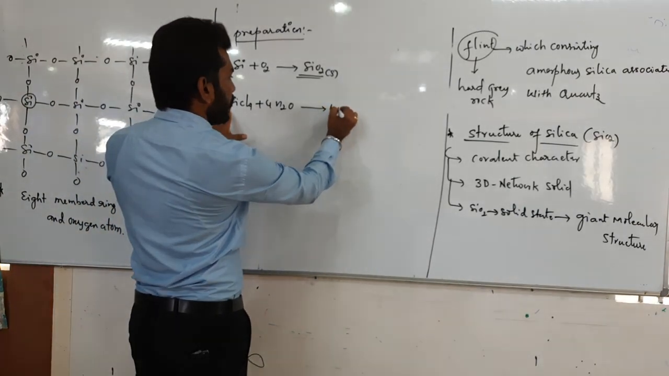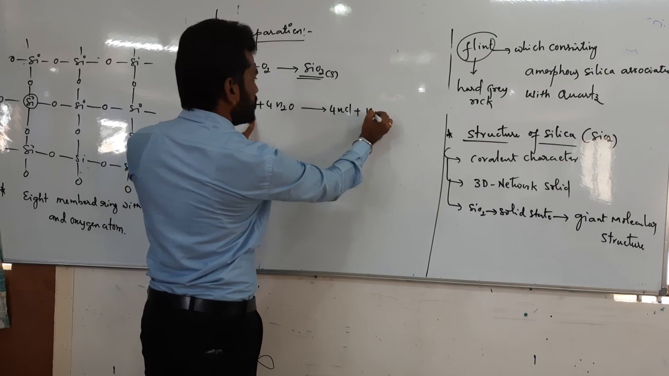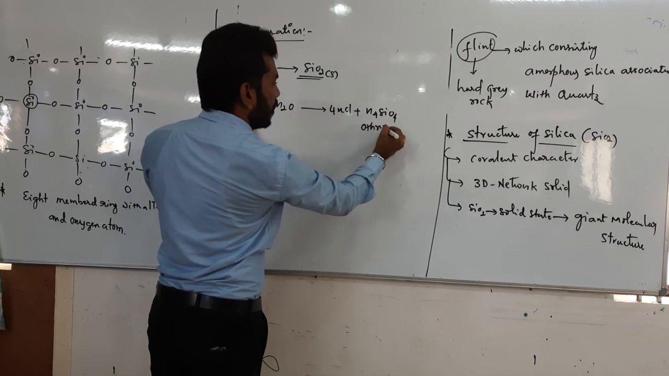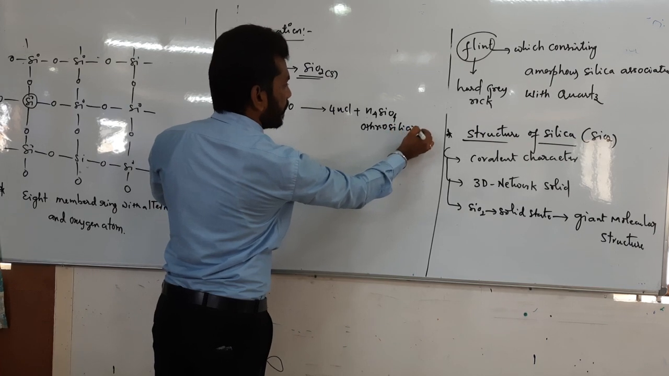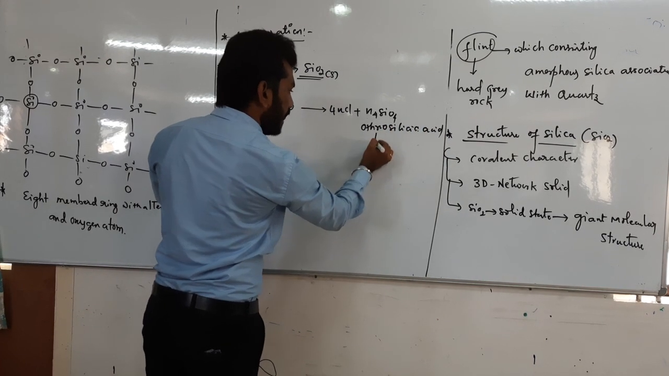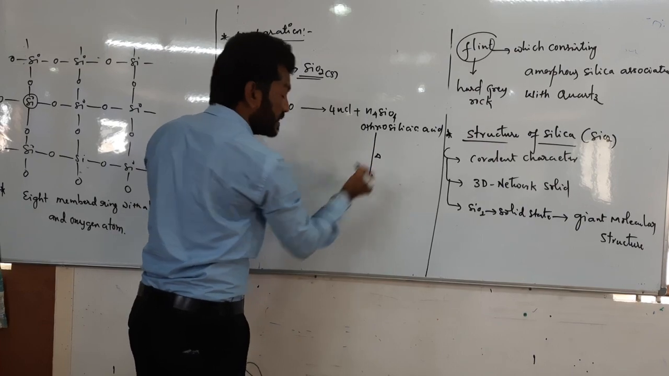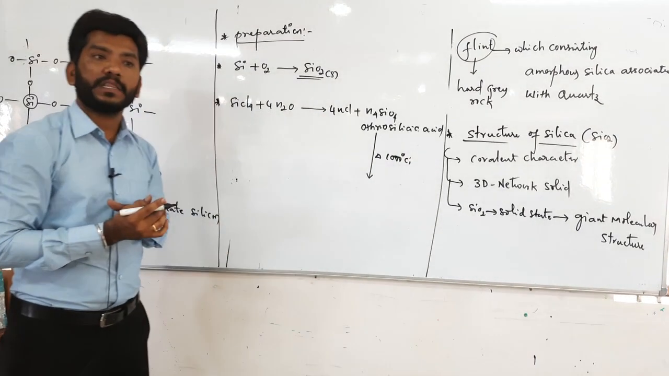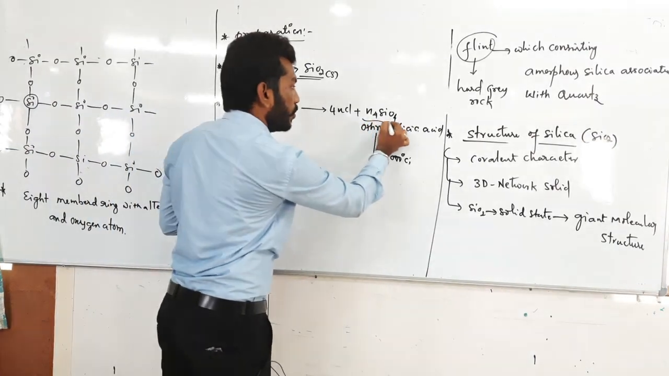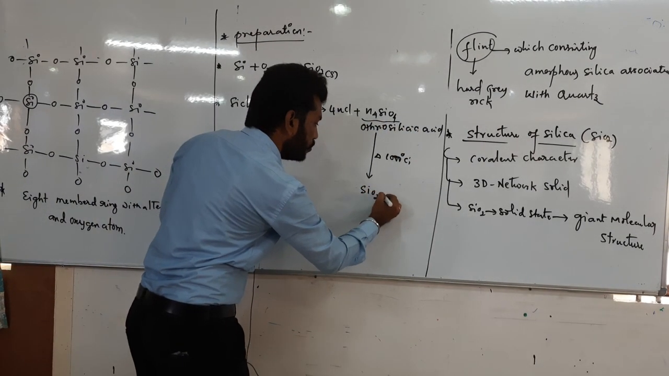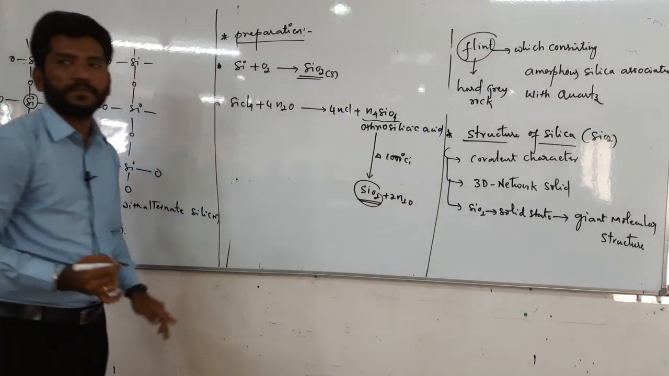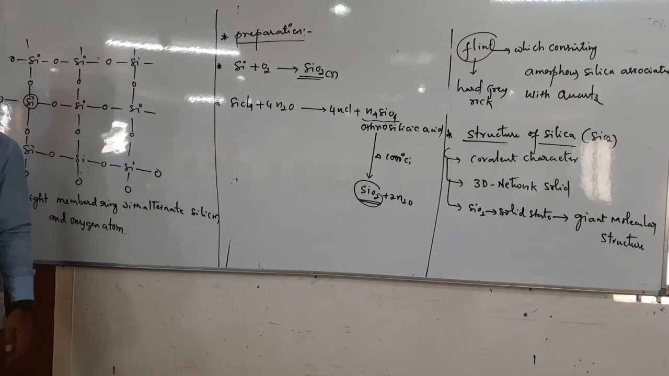So 4 HCl is formed, and H4SiO4, which means orthosilicic acid, is formed. On heating this orthosilicic acid at over 1000 degrees Celsius, guys, we get SiO2 plus 2H2O. Our required compound is generated: SiO2, that is silica.